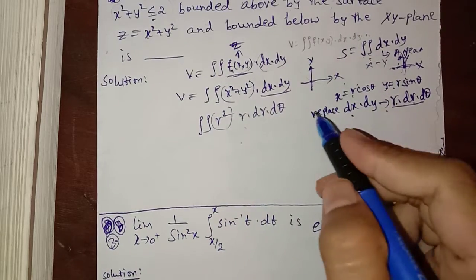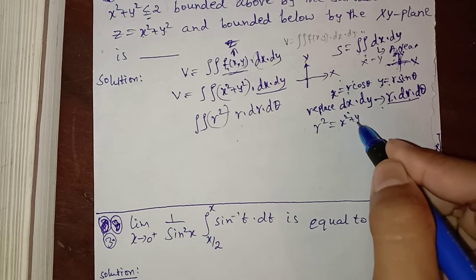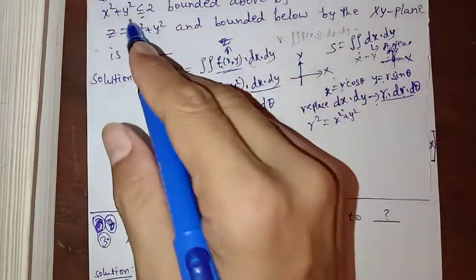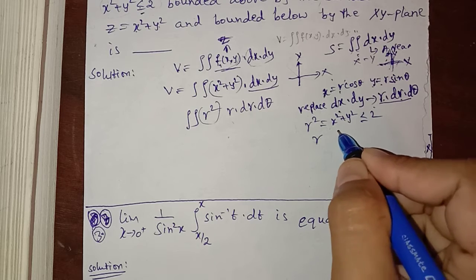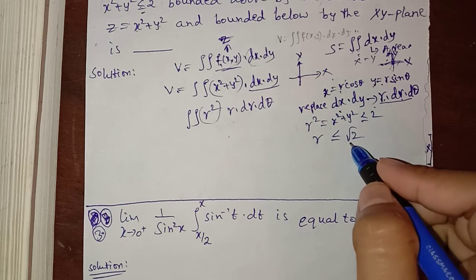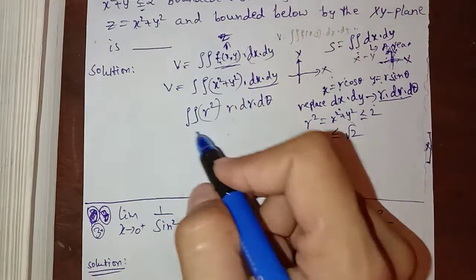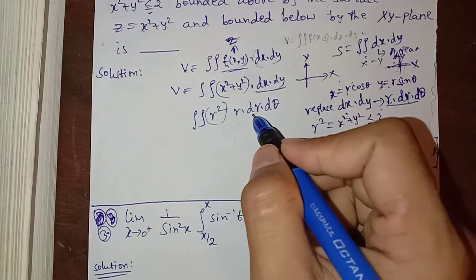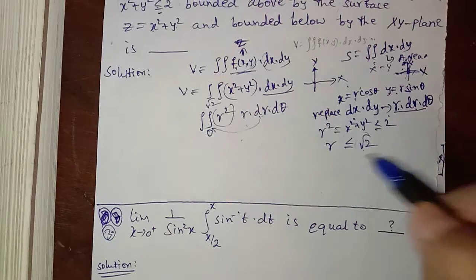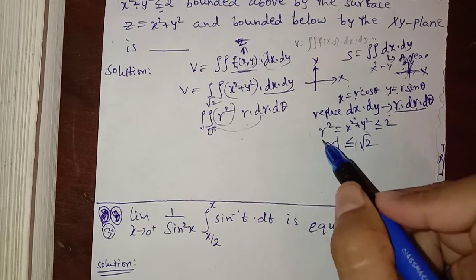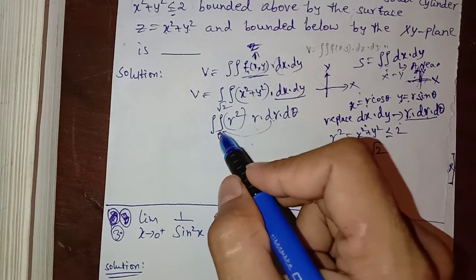Now we can say that r square is x square plus y square. Then it is less than or equal to 2, they give. Then what is r? It is less than or equal to root 2. So we can say that r is from 0 to root 2. Here maybe a chance of minus root 2 can also occur, but I take here only positive.